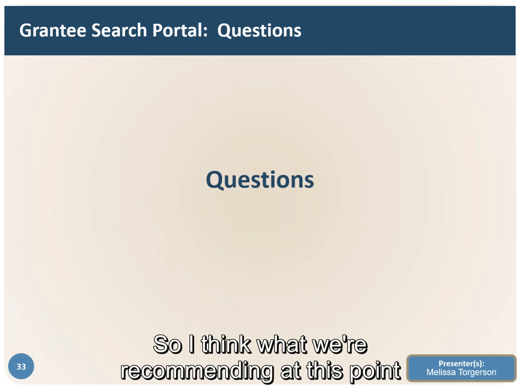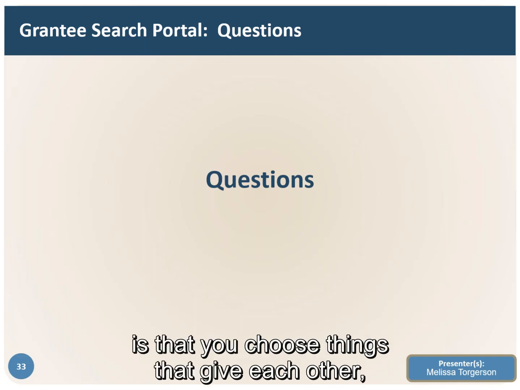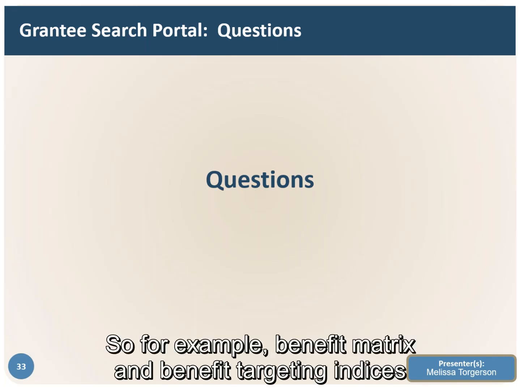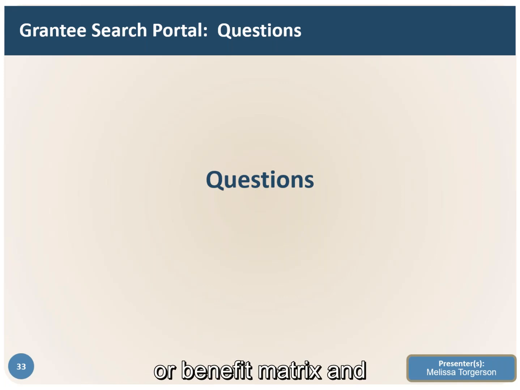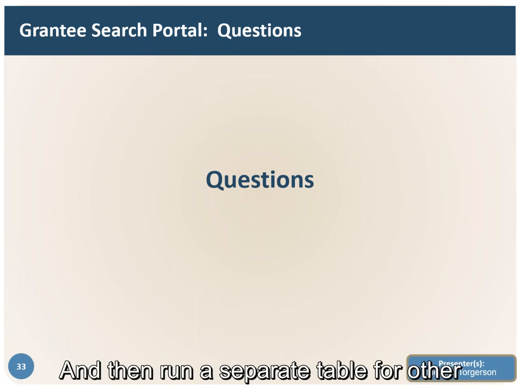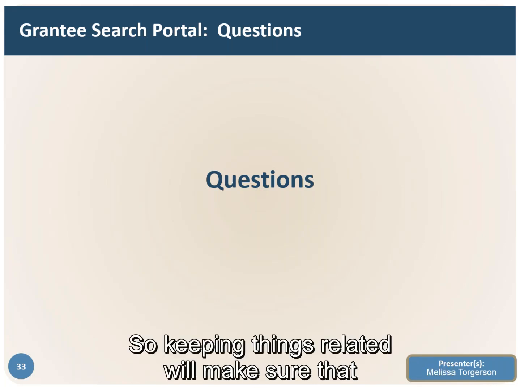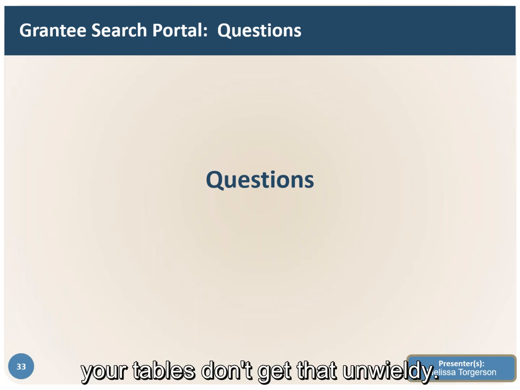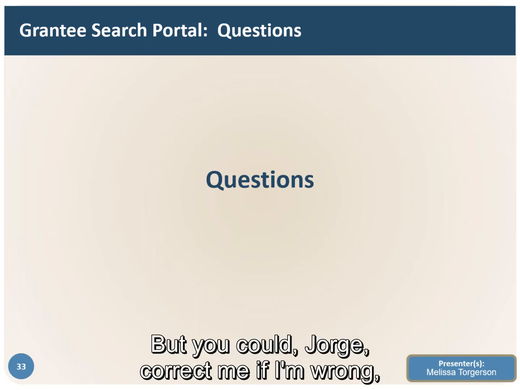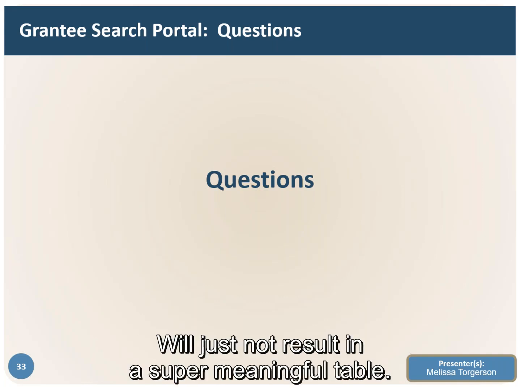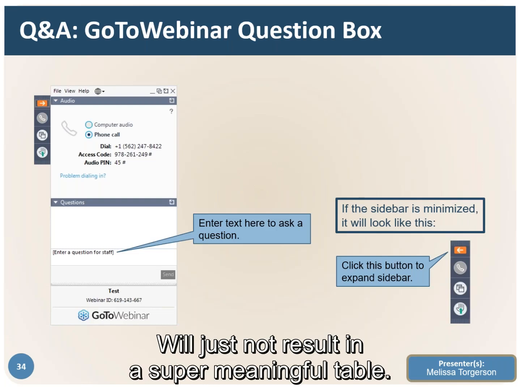So I think what we're recommending at this point is that you choose things that lend each other context. For example, benefit matrix and benefit targeting indices, or benefit matrix and heating assistance criteria, and then run a separate table for other topics that you want to look at. Keeping things related will make sure that your tables don't get that unwieldy. But Jorge, correct me if I'm wrong, you could choose many different criteria. It will just not result in a super meaningful table.